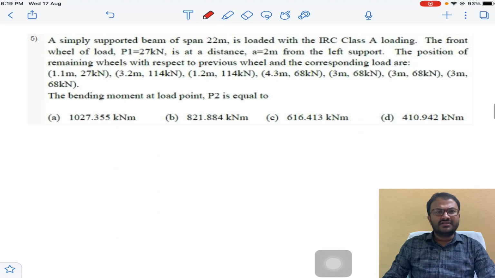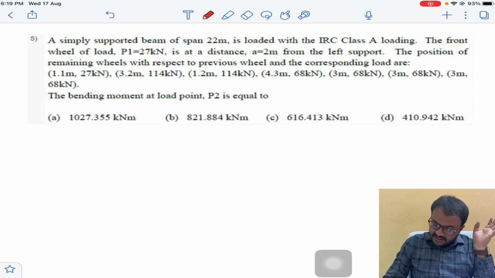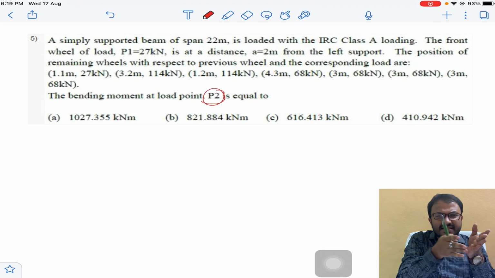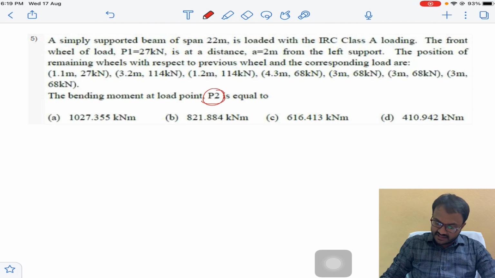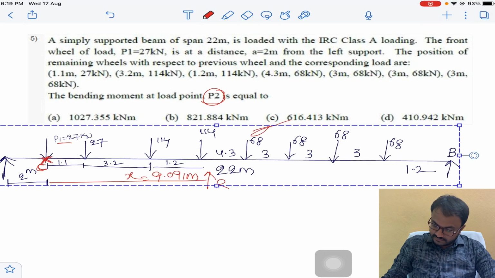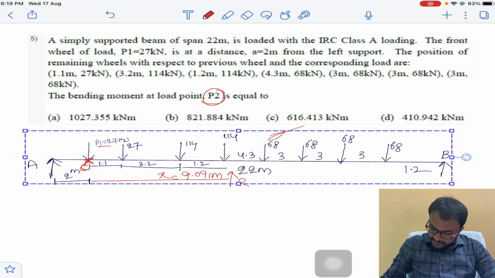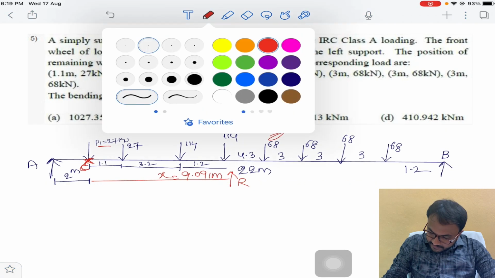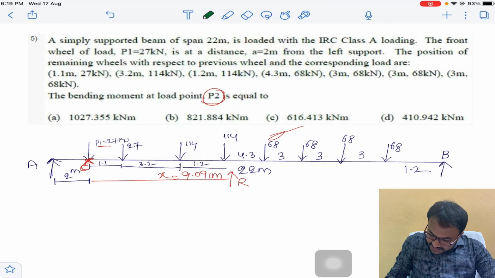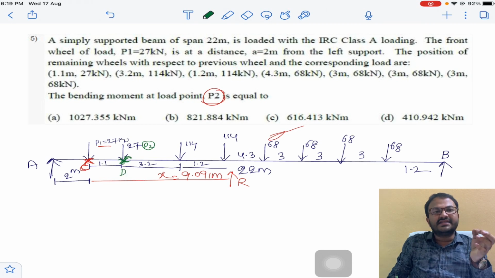Now question number 5. So same data. What he asked in this problem is the bending moment at the point load P2. So that is at the second load. Now I am copying the same diagram again. So you can see here. What is he asking? This is P1, this will become P2. So at this point what is the bending moment? I am taking this point D. D is the second load point.